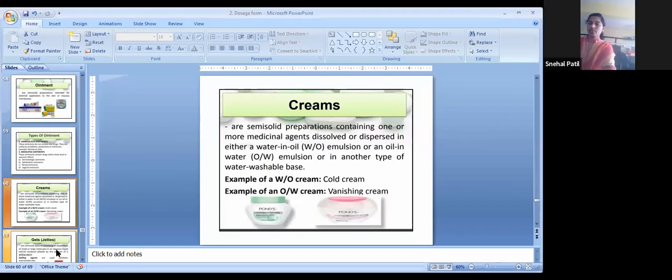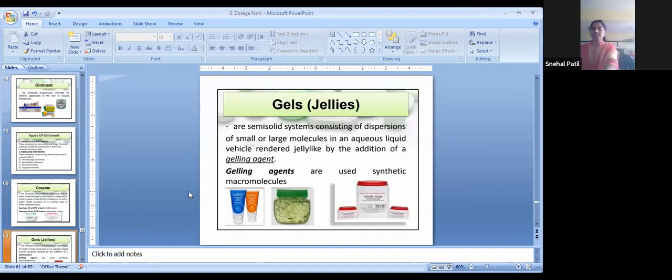So the next point is gel or jelly. These are semi-solid systems consisting of a dispersion of small or large molecules in an aqueous liquid vehicle, made jelly-like by the addition of a gelling agent. These gelling agents are synthetic macromolecules. Hair gel is an example of a jelly.